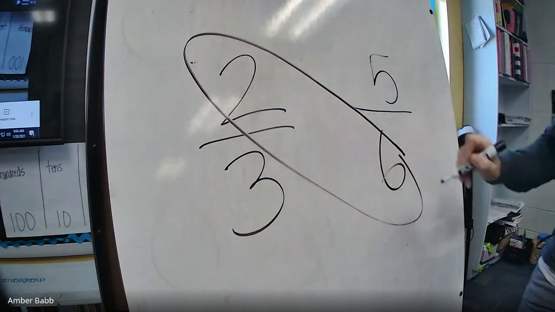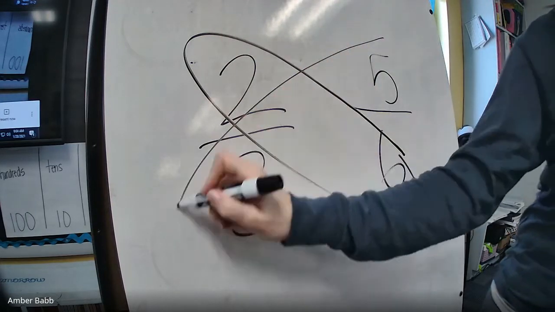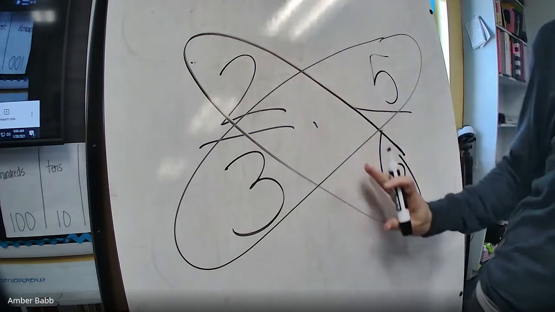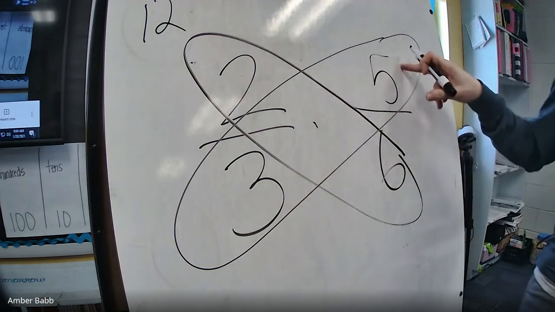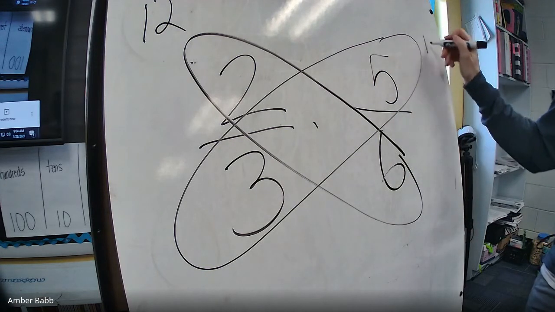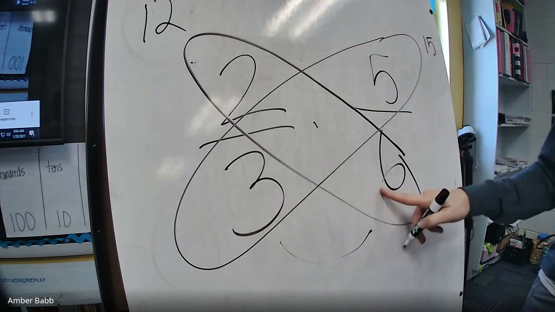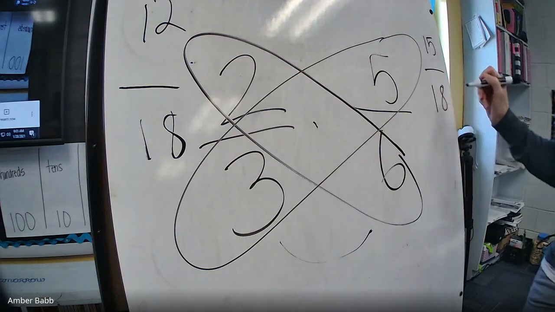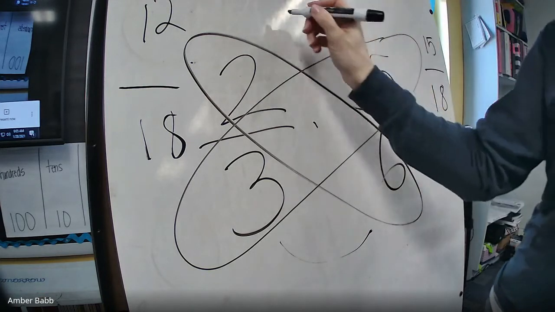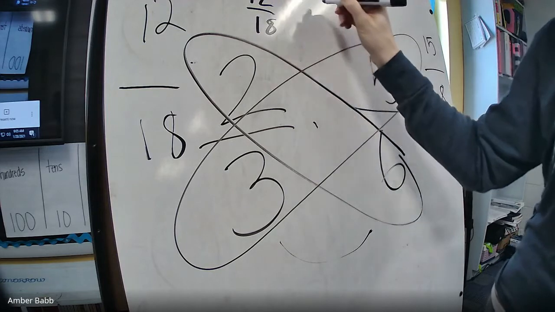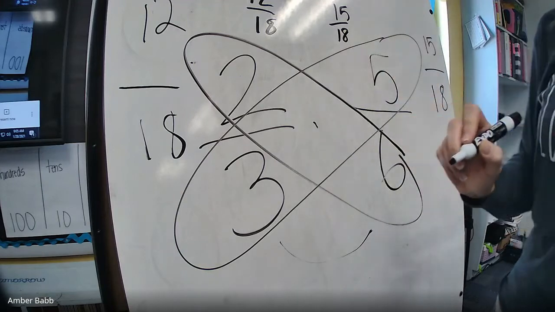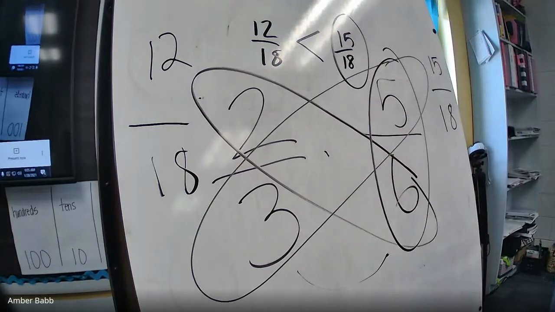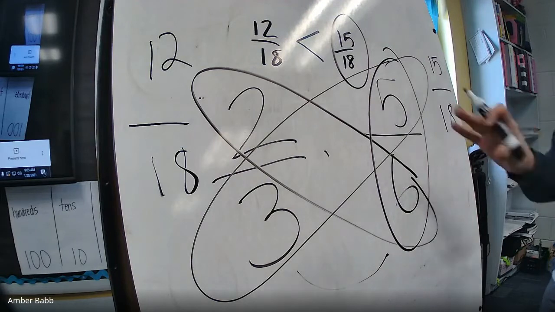So when I butterfly, I'm going to multiply. I'm going to draw wings of a butterfly. So 6 times 2 is 12. And 3 times 5 is 15. And then I multiply my denominators. So 6 times 3 is 18. So both of these end up on top of 18. So now I have 12/18 compared to 15/18. And so the 15/18 is bigger, which means 5/6 was the bigger one. Does that make sense? Yes. Okay, let's do some more.